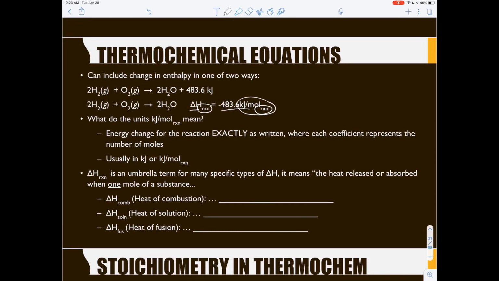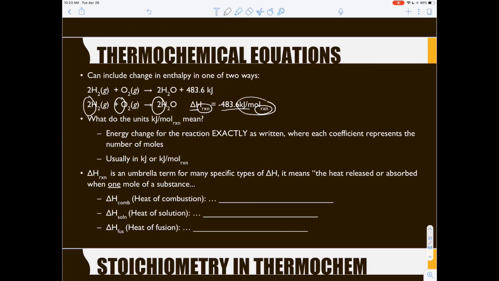Okay, so what does kilojoules per mole reaction mean? It means like 1 mole reaction for this reaction would be 2 moles of H2 combined with 1 mole of O2 to make 2 moles of H2O.